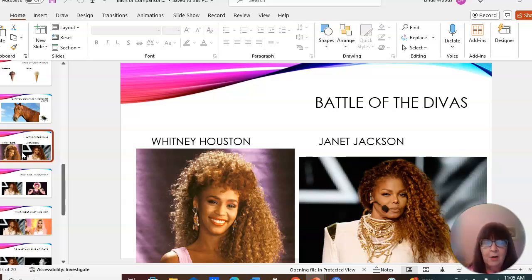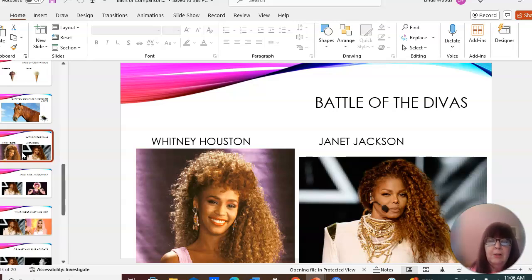So let's consider, I call this the Battle of the Divas, right? Comparing Whitney Houston and Janet Jackson. This is a very, very valid comparison. Why? Because we're talking about two singers who are both female, same gender, both African American, same race, same generation. All right, they were both very popular in the 80s and 90s. My generation, right? But they're still very, very much remembered today.